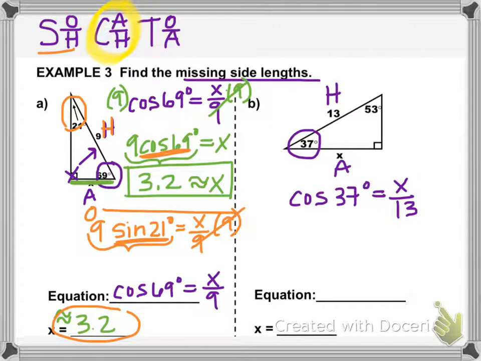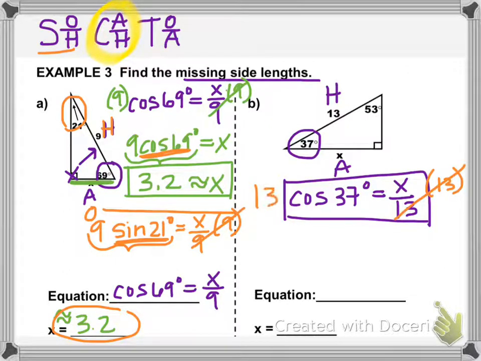So there's my equation. Rather than rewriting it, I'm just going to put a box around it, make it a little bit easier. Now to solve it, I just have to isolate my x. So we're going to first get rid of that dividing by 13 by multiplying both sides by 13. So x is about equal to whatever this is in your calculator: 13 times cosine of 37. And you get about 10.4. Remember, we're going to round to 1 decimal place. So this is about 10.4. That's the length of that side.